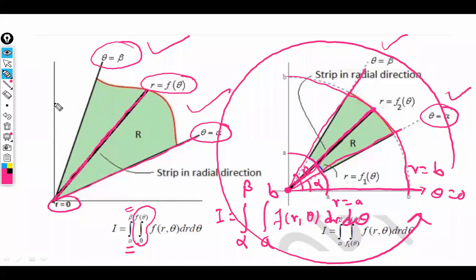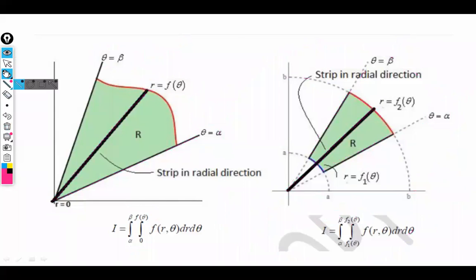So we'll move to the examples on the polar form. Example number 1 is on the screen here. We have to calculate the double integral of r cube dr d theta over the area included between the two circles, that is r equal to 2 sine theta and r equal to 4 sine theta. So that is the question first.